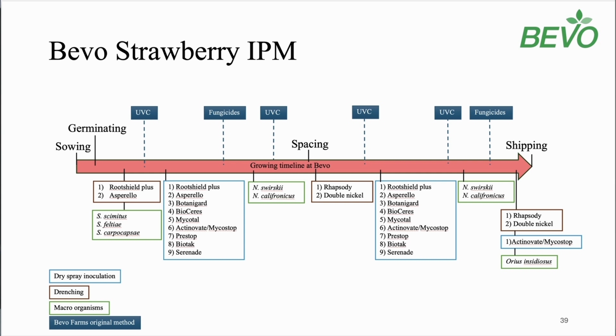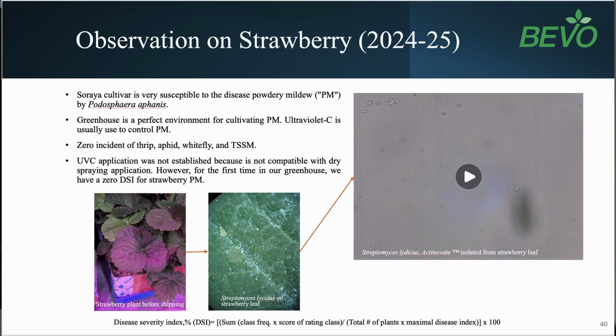So before shipping, they get the Actinovate or MicroStop, because those two products are in the Streptomyces genus. So you can use those two products for that. Observing strawberries from 2024 to 2025, we see that the Soraya cultivar is very susceptible to the disease powdery mildew.